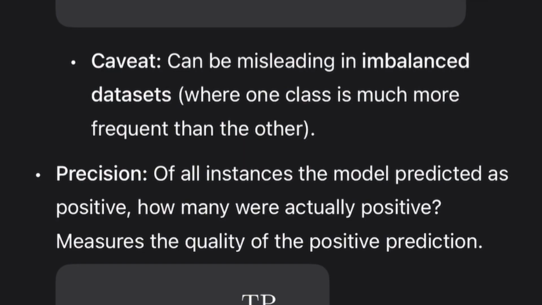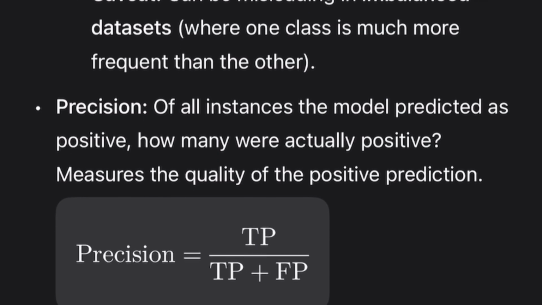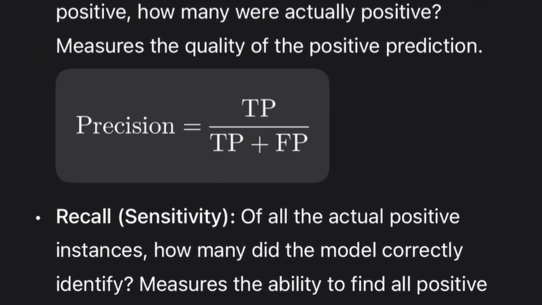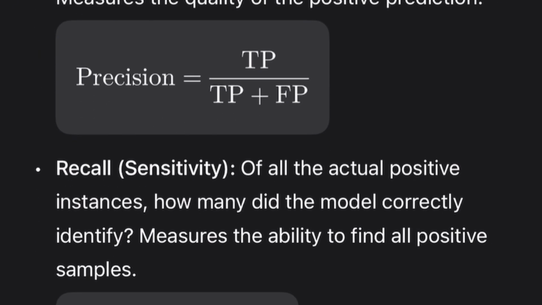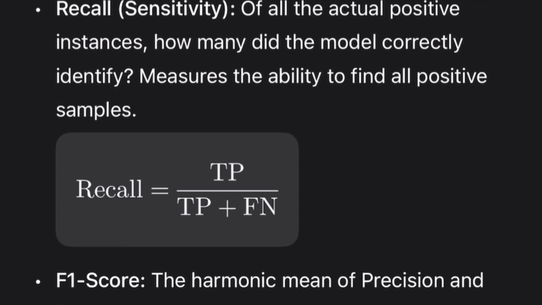Recall, sensitivity, of all the actual positive instances, how many did the model correctly identify? Measures the ability to find all positive samples. F1 score, the harmonic mean of precision and recall. It's a single score that provides a good balance between both, especially useful in imbalanced scenarios.